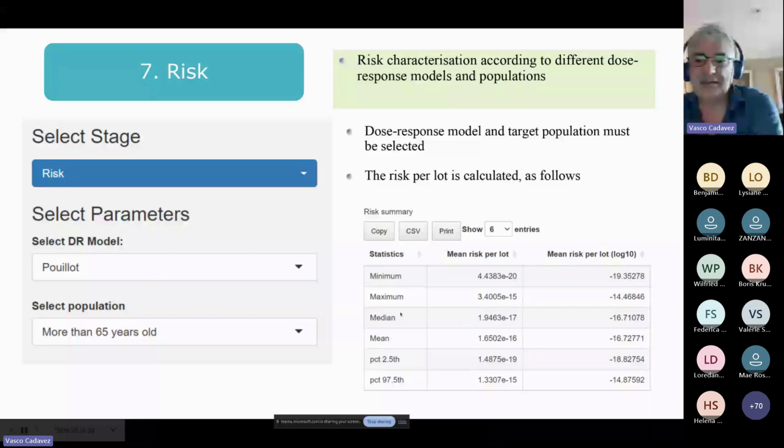An example, we have in this case the mean risk per lot. You see the minimum, maximum, median, mean, and the percentiles. So that's how we characterize this kind of data. You can take a look at the median. It's 1.9 times 10 to the minus 17. So it's a very small number. It's a very small risk. And if you transform this in log 10, you will have minus 16. So it's a low risk.